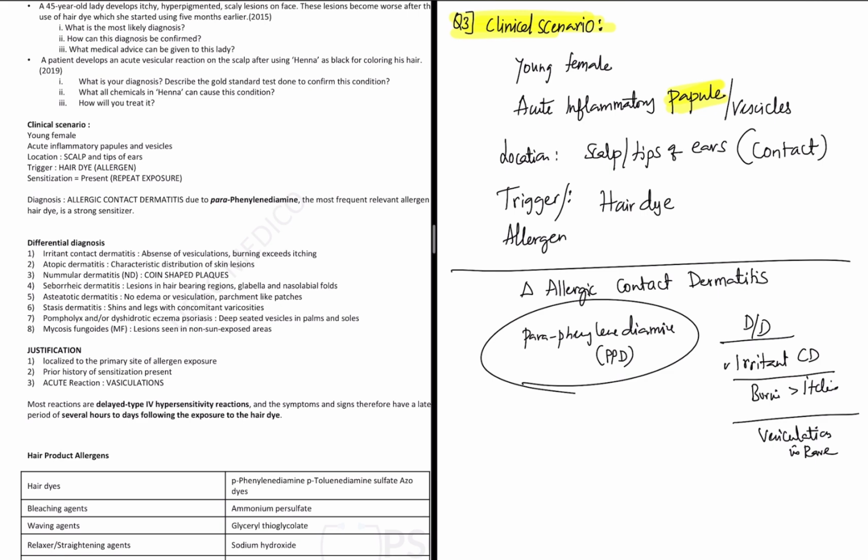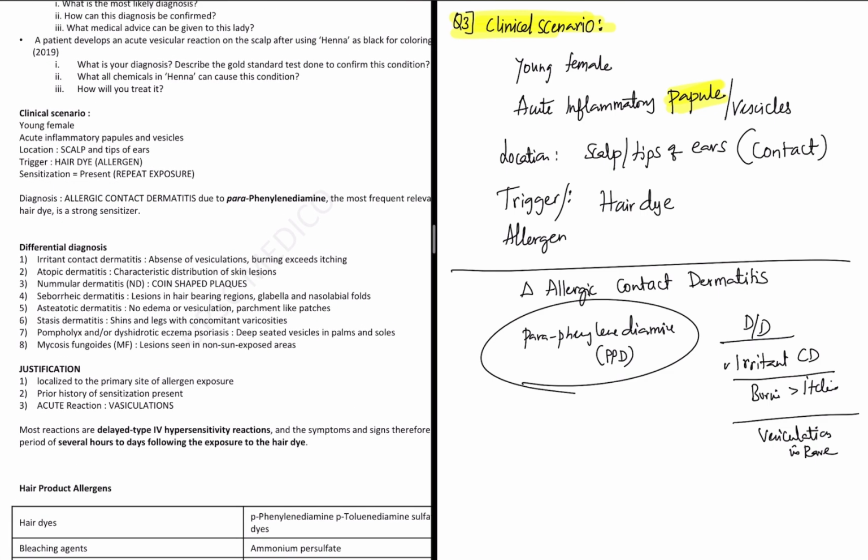Now, apart from this, the differential diagnosis that you need to understand is, one thing, we have ruled out irritant contact dermatitis because absence of vesiculation is there, and burning is more than itching. So see, this is how you have to write.